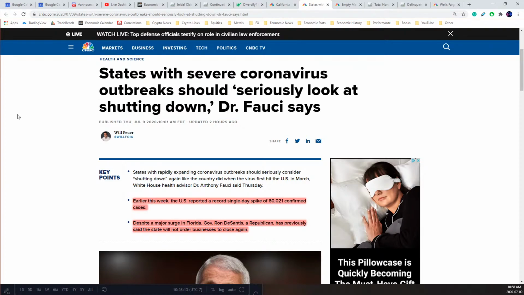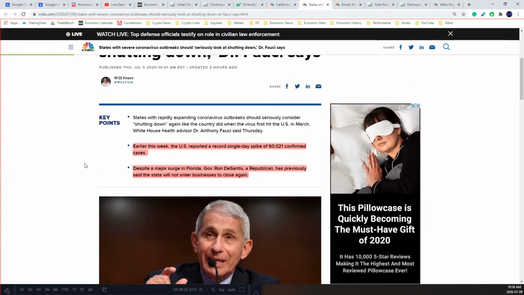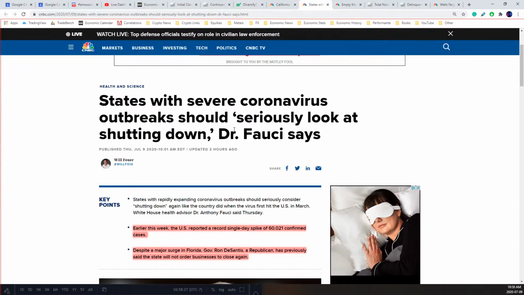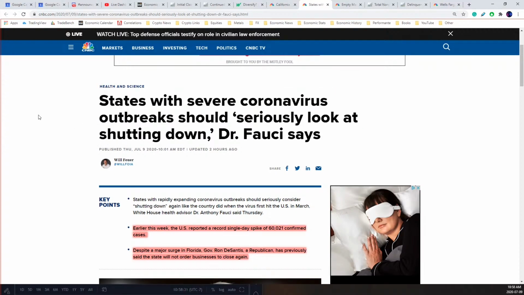So we do see that obviously with the opening of the economy, with bars, restaurants, entertainment services all opening up, you are going to have increased cases. And we see that Dr. Fauci says that they should be looking at potentially shutting down yet again, which would obviously be extremely bearish news and would probably provide a risk-off environment. But we don't see that just yet.